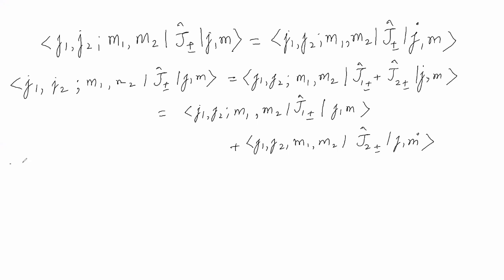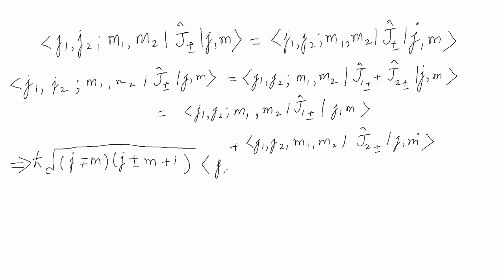Therefore, I can write this as, see, I'm just following my first equation, which will be there in your notebook. H cross square root of (J minus plus M)(J plus minus M plus 1) ⟨J1, J2, M1, M2 | J, M plus minus 1⟩. This is all right. This I have used equation number 1.